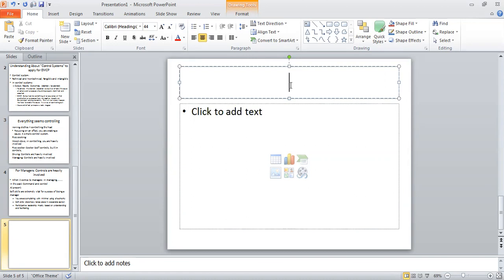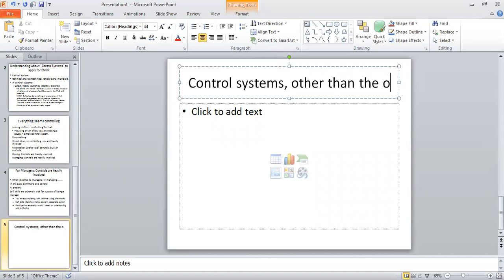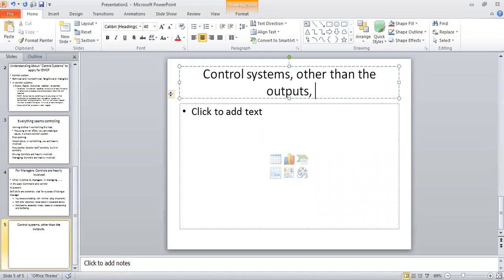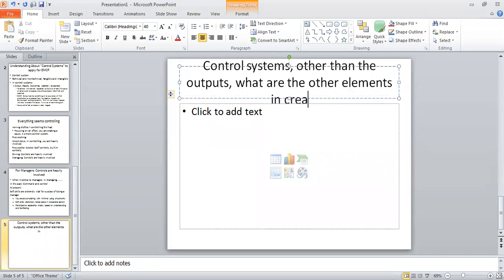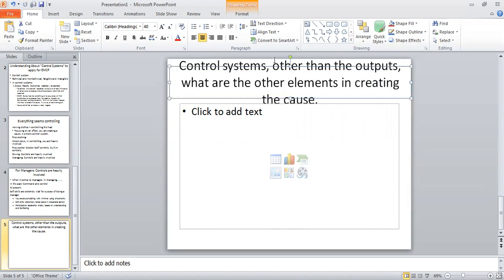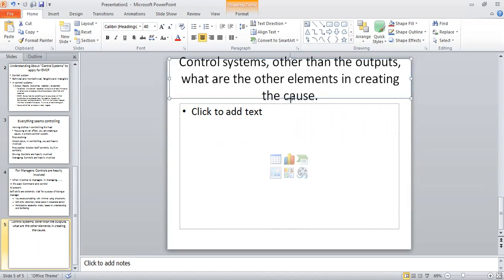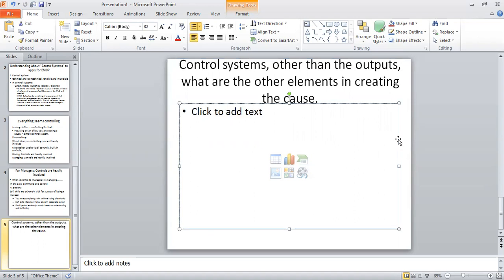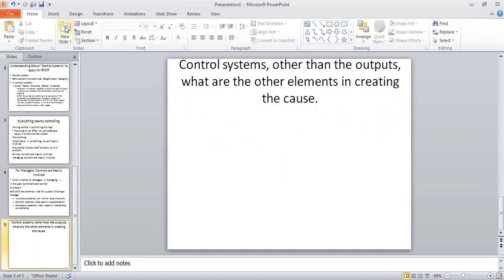So now, we know the control systems, other than the outputs. So what are the other elements in creating the cause? You can feel that later this is something like very universal knowledge, and this will be applicable in all your EMCP activities. What are the other elements?